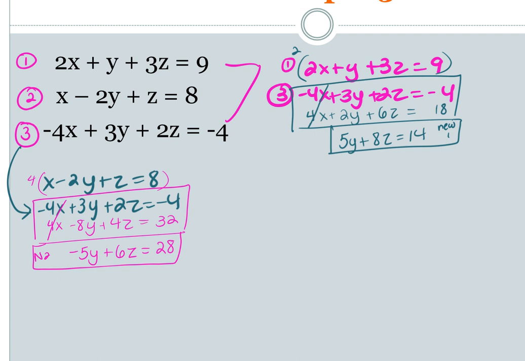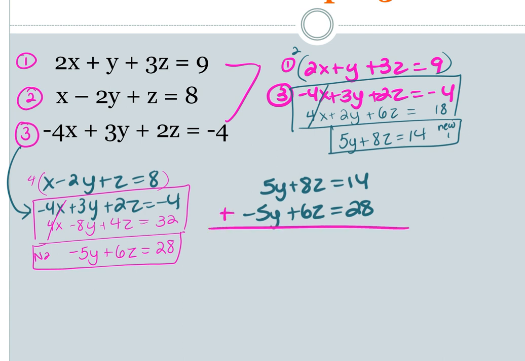All right, so now I'm lining up new 1 and new 2. New 1 was 5y plus 8z equals 14. New 2, negative 5y plus 6z equals 28. If you canceled out the wrong variable, they won't line up. You'll catch it. You'll be like, shoot, I still have 3 variables here. Now, the goal here is to cancel out one of these variables, and we got lucky because if I just add them, they already cancel. If they didn't, I'd have to change them so that they cancel. The y's cancel, and I get 14z equals 42. And then I divide by 14.